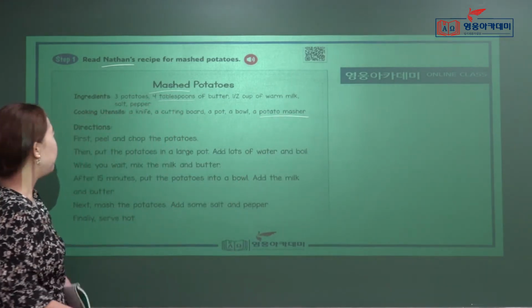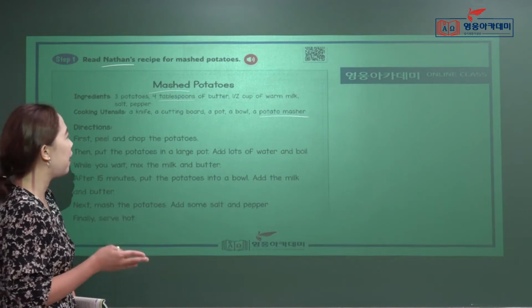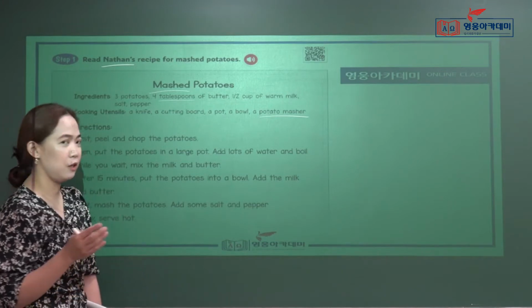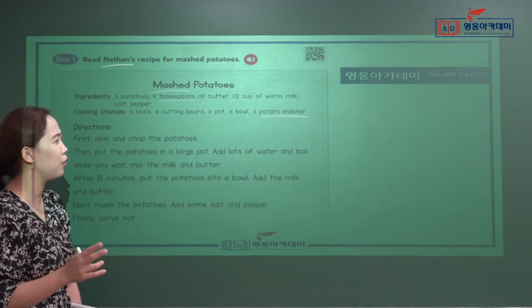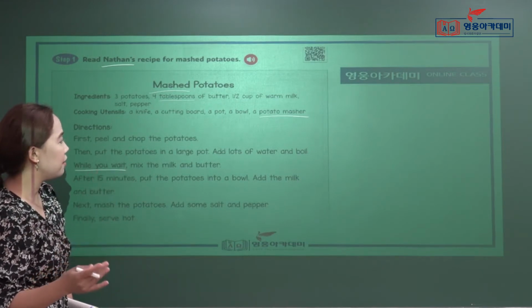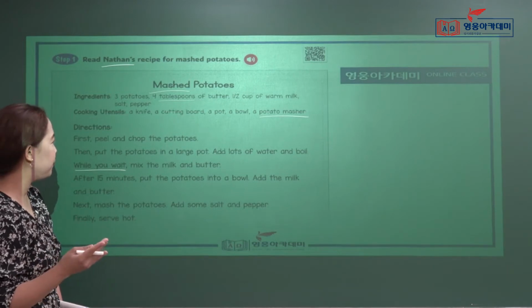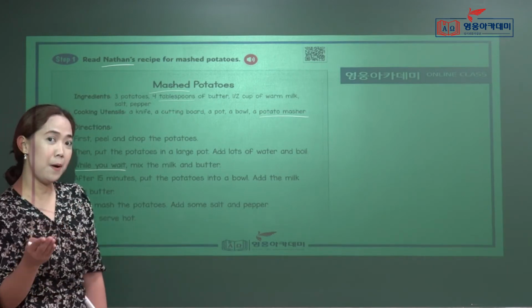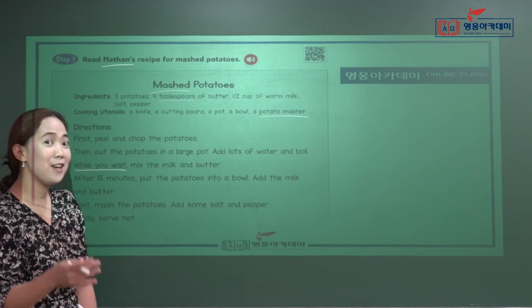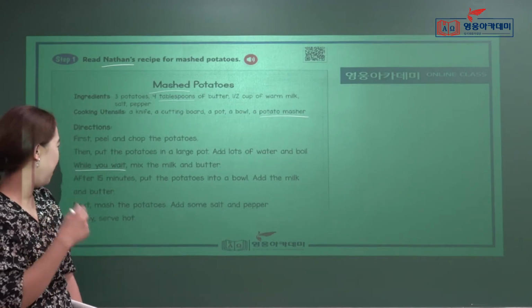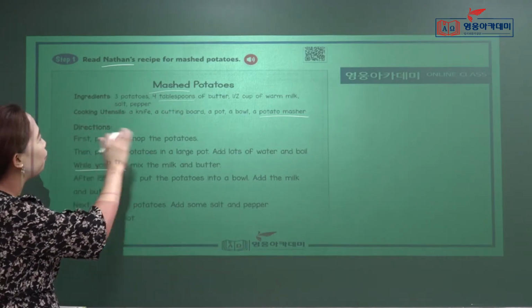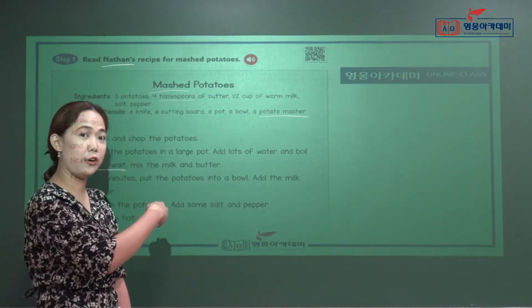All right, what are the directions? First, peel and chop the potatoes. Then, put the potatoes in a large pot. Add lots of water and boil. While you wait, mix the milk and butter. After 15 minutes, put the potatoes into a bowl. Add the milk and butter. Next, mash the potatoes, add some salt and pepper. Finally, serve hot.